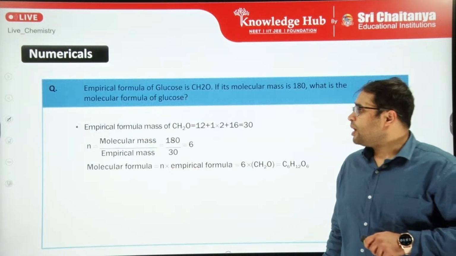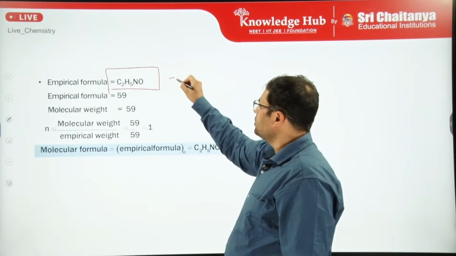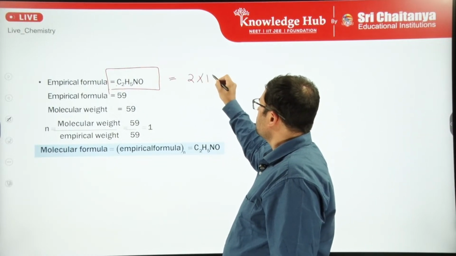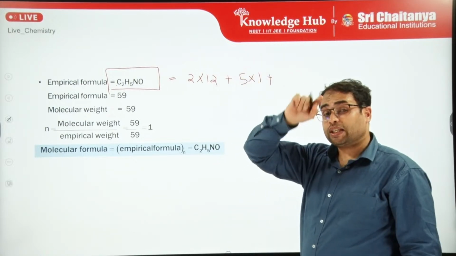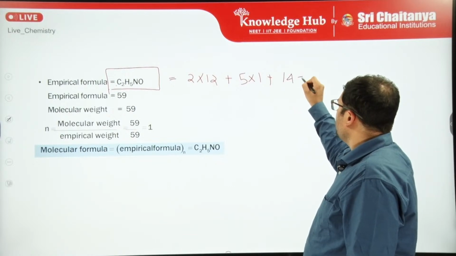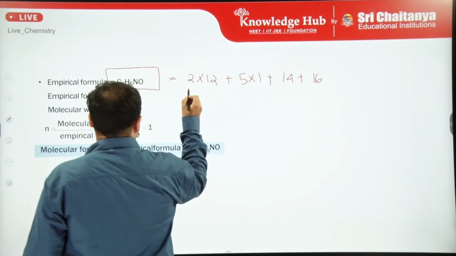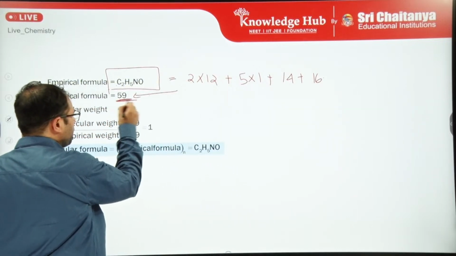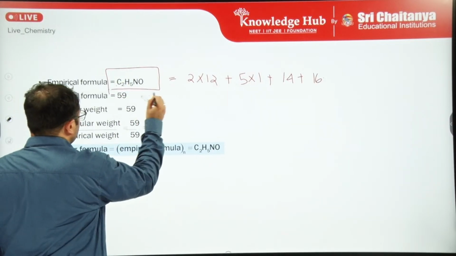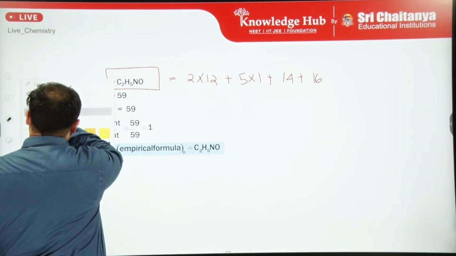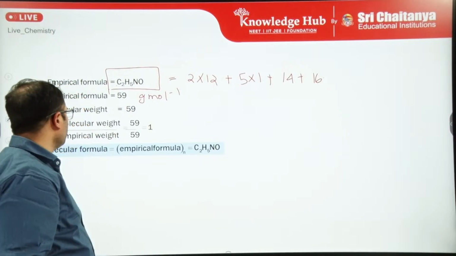So let us do that next part also here. Empirical formula mass is what? See, 2 carbons, 12 times 2, plus 5 times 1, plus nitrogen mass 14, plus oxygen mass 16. Add them up, you are bound to get this value of 59, right? There are no units written here. I will always prefer to write units so that you never forget, for 1 mole of compound.